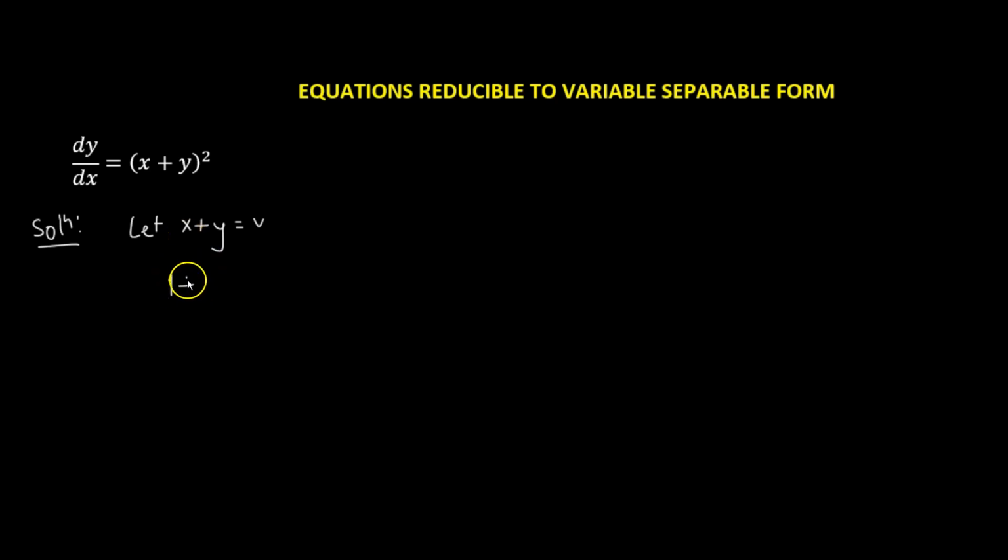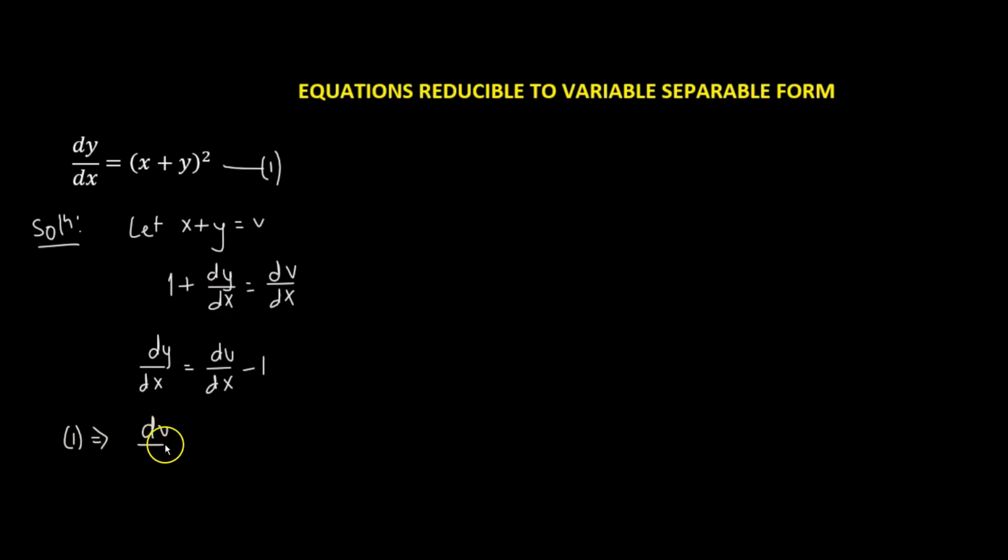So that will give us 1 plus dy over dx, which is equal to dv over dx. Isolating dy over dx, we have dv over dx minus 1. So our original differential equation, let's call it number 1, can now be rewritten as dv over dx minus 1 equals v squared. So we have dv over dx equals 1 plus v squared.